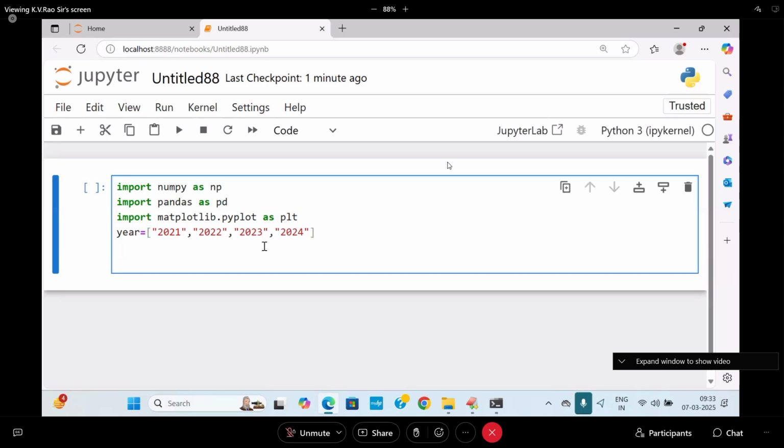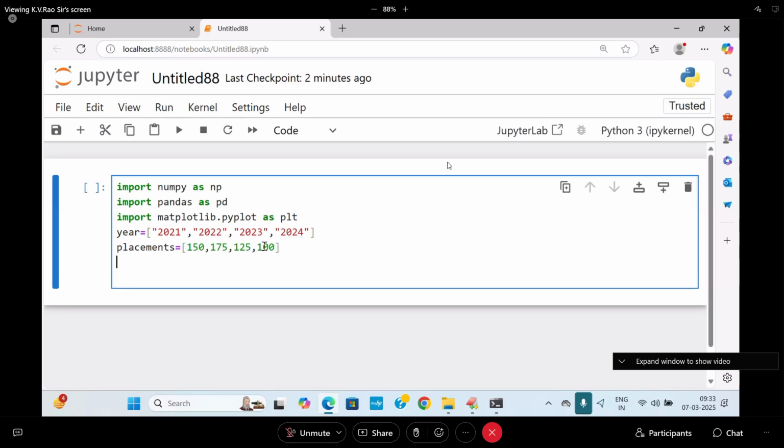Now I'm taking placements. Placements is equal to 150, 175, 125, 100. This is my data: the number of placements in a college, for example.